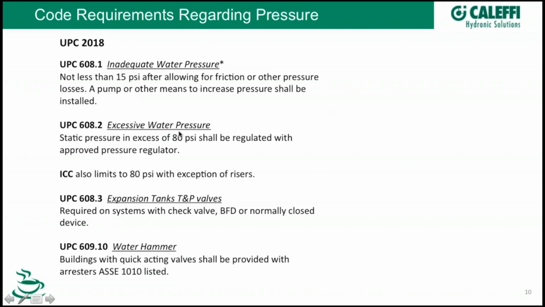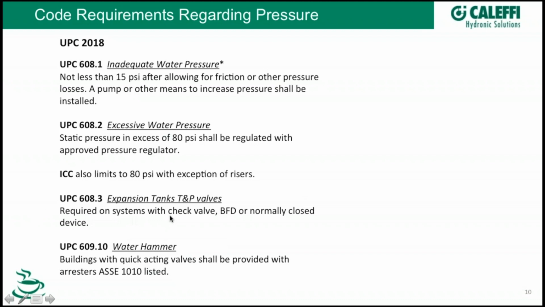So excessive water pressure, again, anything over 80 psi, we want to make sure that we regulate that down. ICC, a little bit more verbiage in there. They say 80 psi, but they say with the exception of the risers, which I'll show you here in the next slide. You know, in a multi-story or high-rise building, obviously, we've got to have enough pressure to get up to the uppermost reach, and so those risers could be operating at higher than 80 psi.